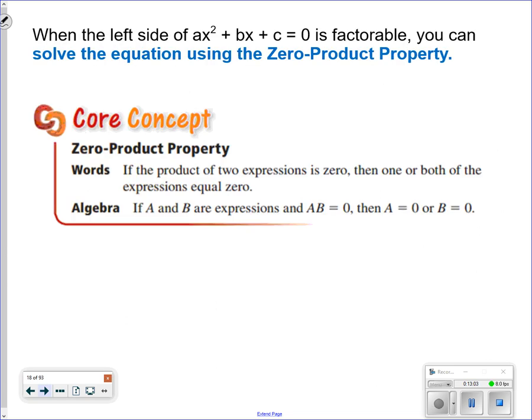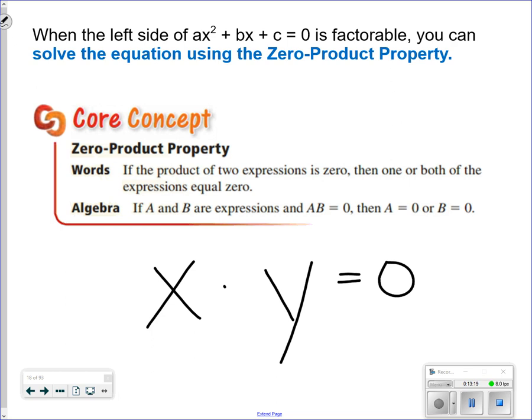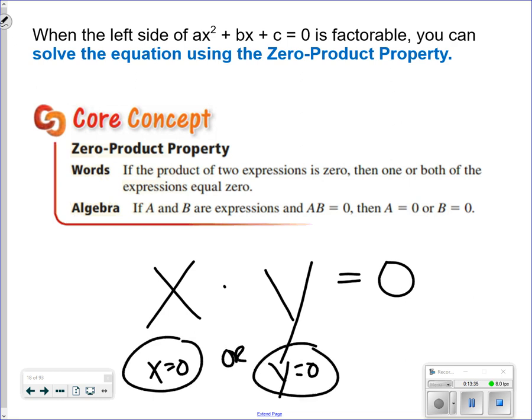Last but not least, you can factor. So if something is factorable, you can use what's called the zero product property. The zero product property basically states if I have something times something else and it equals 0, then both of those items equaling 0 would be a solution. So think about it this way. If x was 5 and y is 0, it works. If x is 0 and y is 10, it works. So as long as x or y is 0, then this one works.